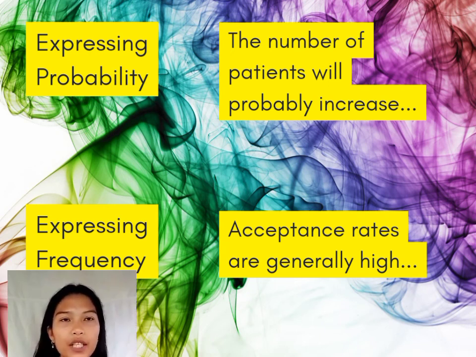Expressing probability: the number of patients will probably increase. This refers to something happening or being the case. Expressing frequency: acceptance rates are generally high. This is the rate at which something occurs or is repeated over a particular period of time or in a given sample.